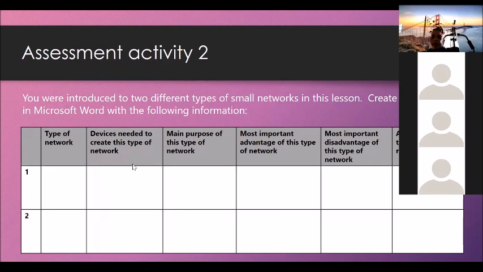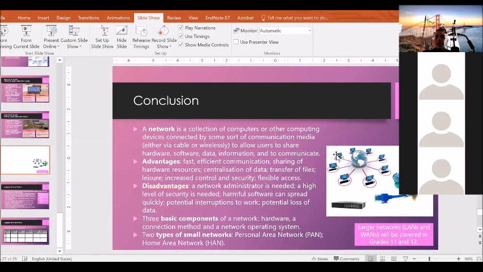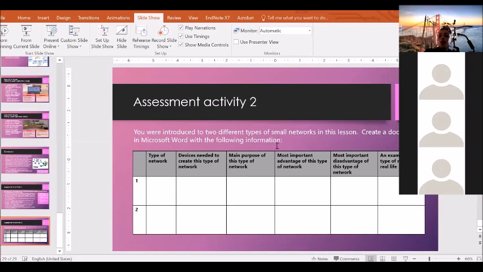They are the devices that are needed, the main purpose, advantages, limitations, and an example of a network that you have seen. They can say FNB is a network, University of KwaZulu-Natal is a network, and then the conclusion. So that's what you are going to do times 3.